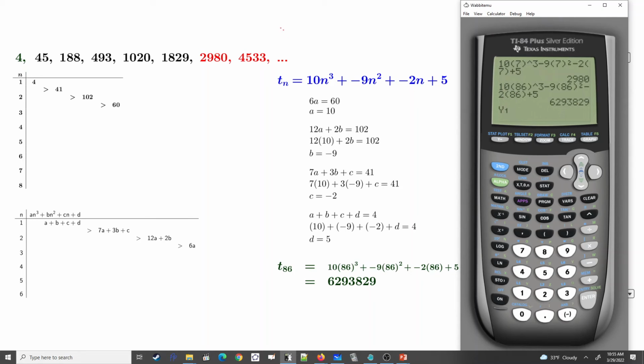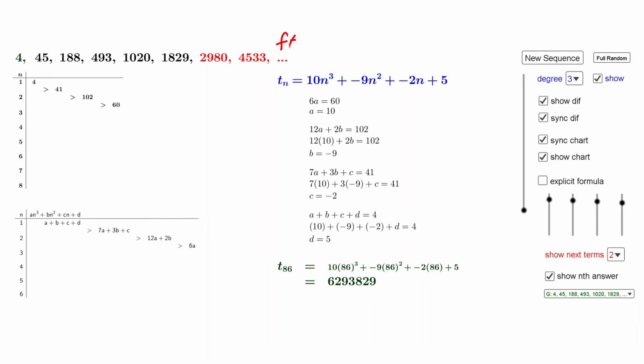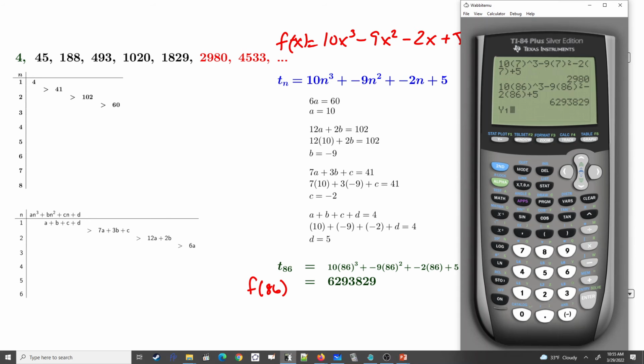Before I go any further, if this would have been written as f of x equals 10x cubed minus 9x squared minus 2x plus 5, you would have gotten this answer by going f of 86, and it would have been the same thing. You have the ability to do that as well with this calculator. You can think of y1 literally as a function.